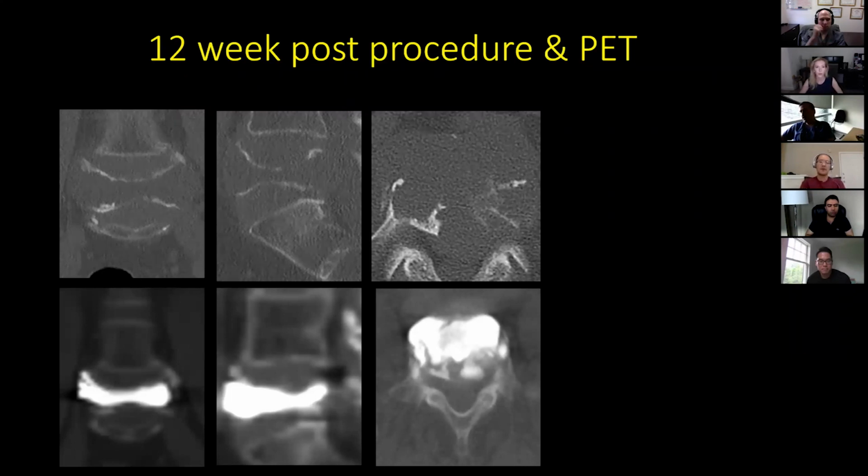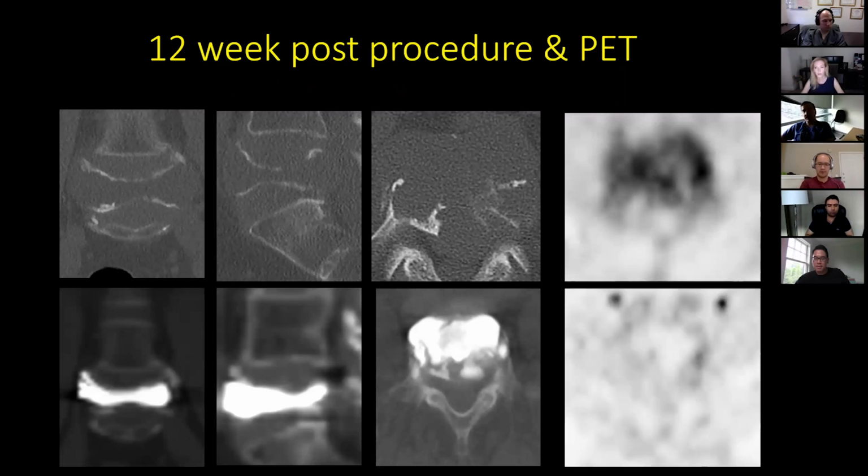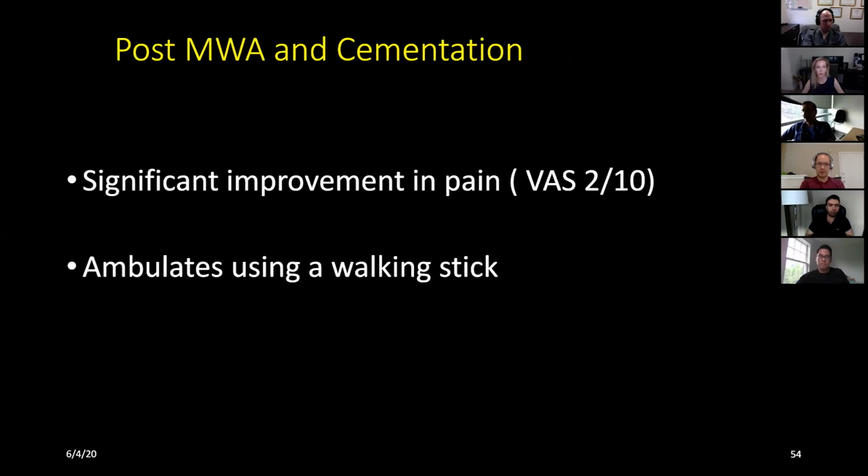So there was no retropulsion. We filled up the whole vertebra, almost gave him a vertebra of cement. And this was the PET before, and this is the PET after our treatment. And the patient did actually very well, and he's walking with the use of a stick, where he was almost not ambulating at all.